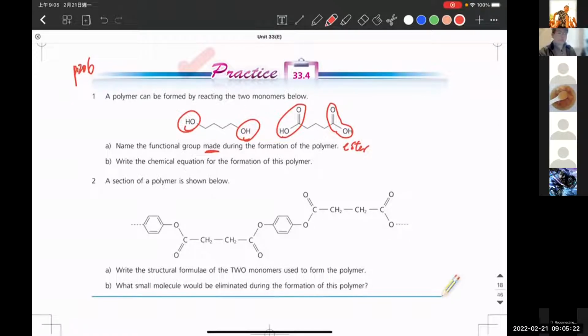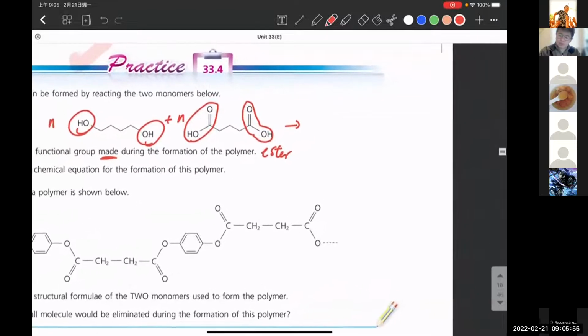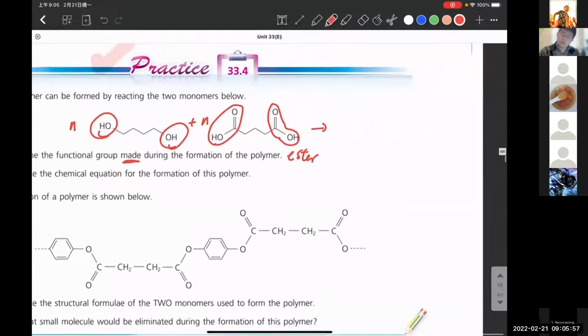So write the chemical equation for the formation of this polymer. If I give a long one, how will you present this? You're going to stick back to the one example underneath, right? How do we draw? Now we have this n plus n, to form a polyester. So my focus is on how you draw the polymer, the structure of the polymer.